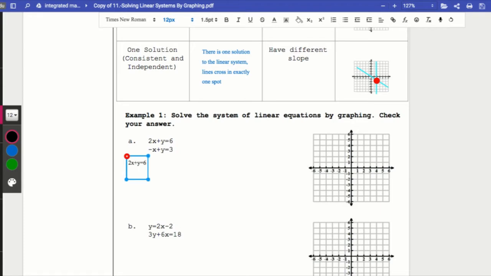When I find the x-intercept, I'm plugging in 0 for y. So I get 2x equals 6, so then I end up with x is equal to 3. That's my x-intercept. Then for the y-intercept, I'm plugging in 0 for x and solving for y. When I do that, I get y is equal to 6. So I have my x-intercept and my y-intercept for my first one.